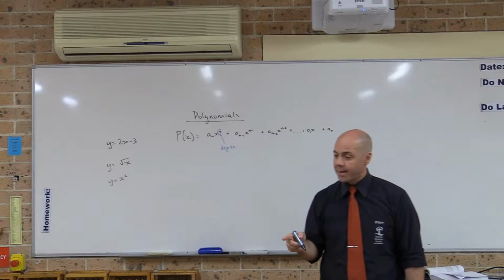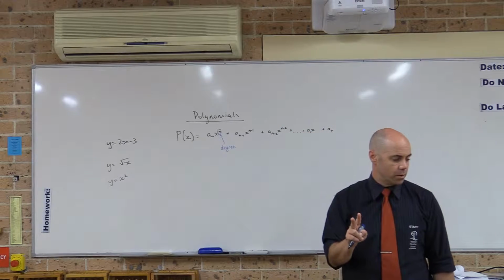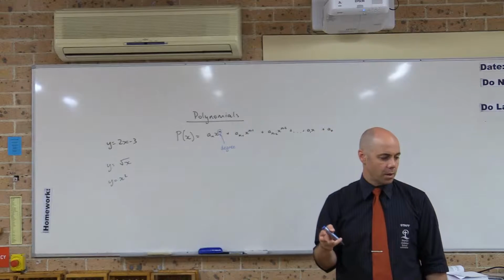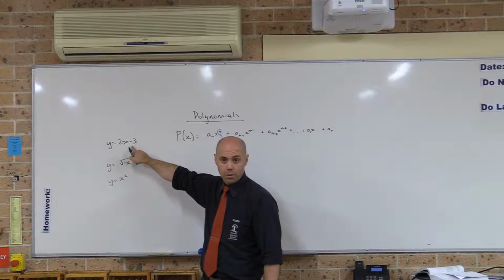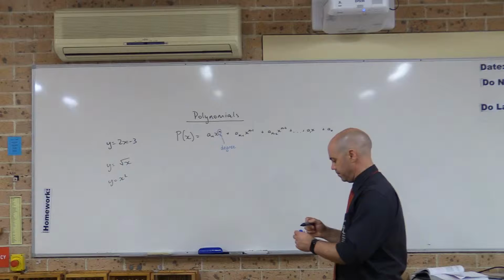So for a quadratic, what is the degree of that polynomial? It's 2, because the highest power is x squared. For a cubic, what is the degree of the polynomial? 3. For a linear function like this, what is the degree of that polynomial? 1. That's the degree.